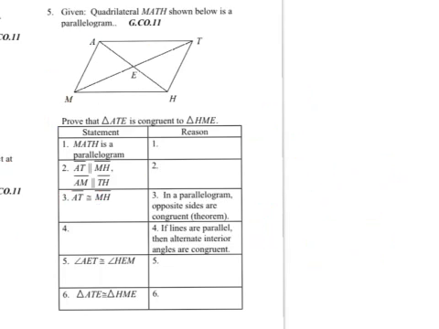This says given quadrilateral MATH is a parallelogram. So they're telling us it's a parallelogram at the beginning. And what they want us to prove right here is that triangle ATE, now I'm going to erase these in a minute, but ATE is that triangle, is congruent to HME. And then we have to fill in all the information.